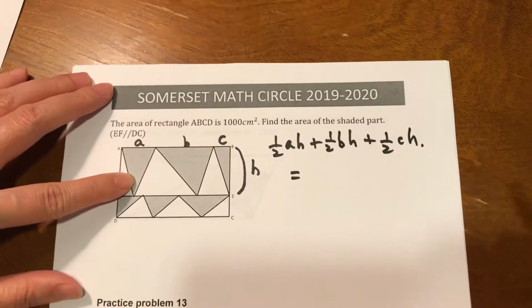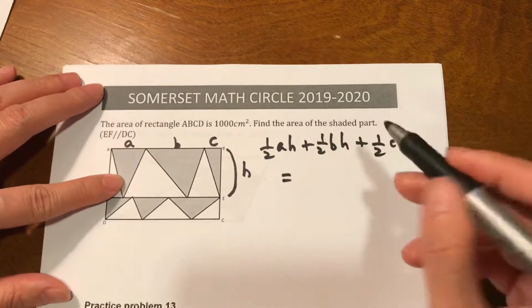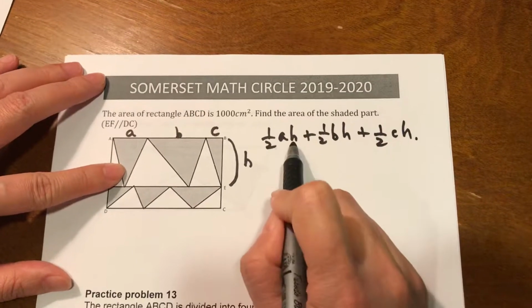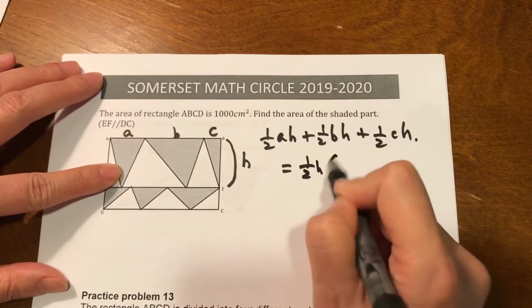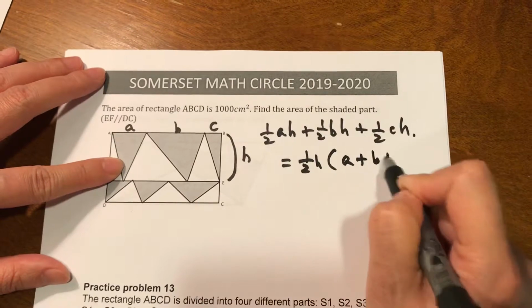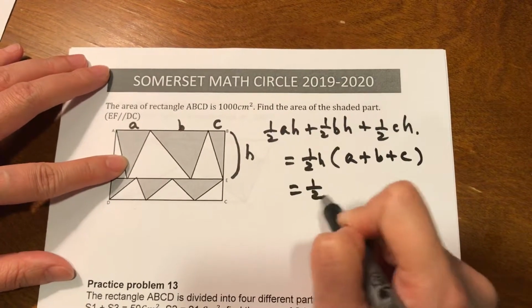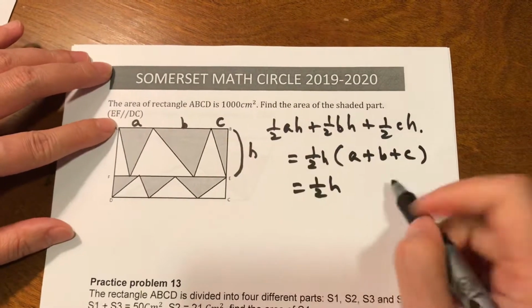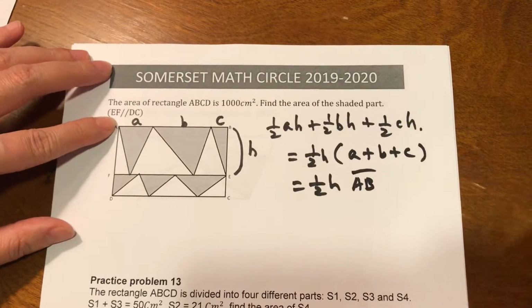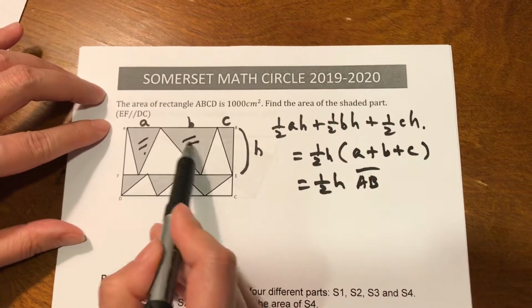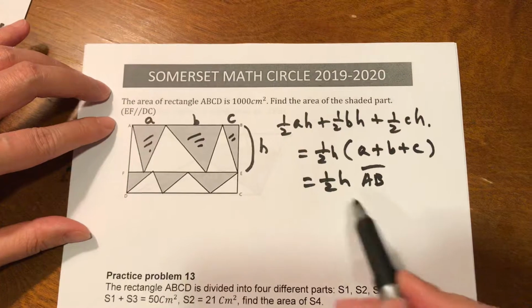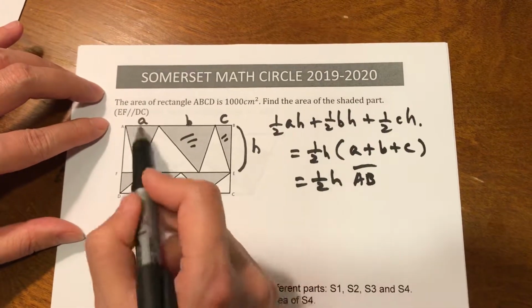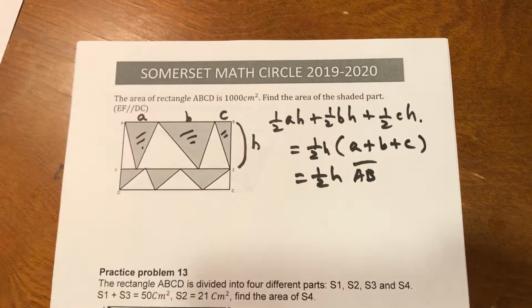And we use the distributive property in reverse. That is, we take out 1/2 H. Then we have A plus B plus C. That is 1/2 times (A plus B plus C), and that's AB, right? So the shaded area of the top rectangle equals half of the area of the top rectangle.